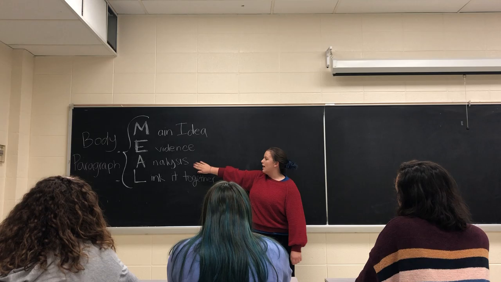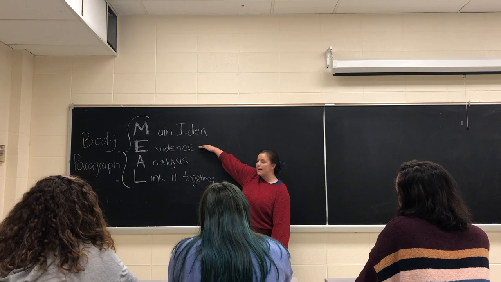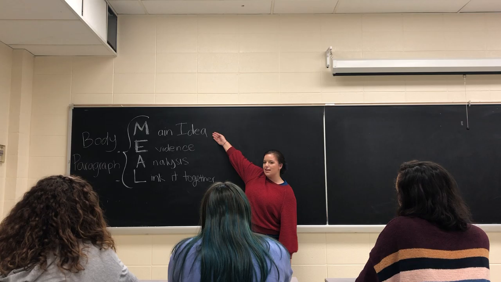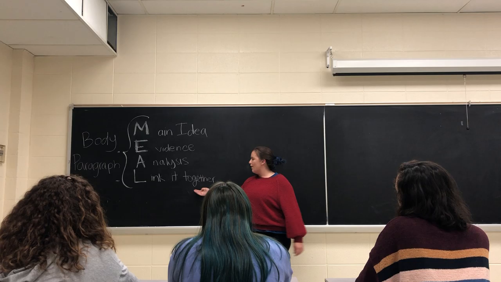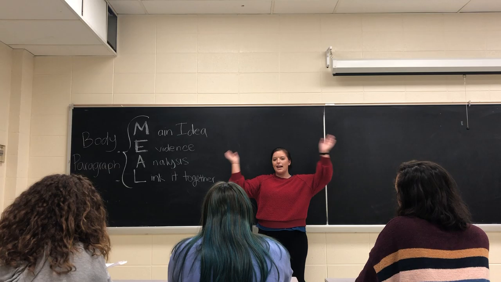Next, you have analysis. The analysis is explaining your evidence, just further into why your main idea is correct. And then finally, you have the L, where you link it all together. This is your concluding sentence, where you're trying to make your entire paragraph come into like one point.